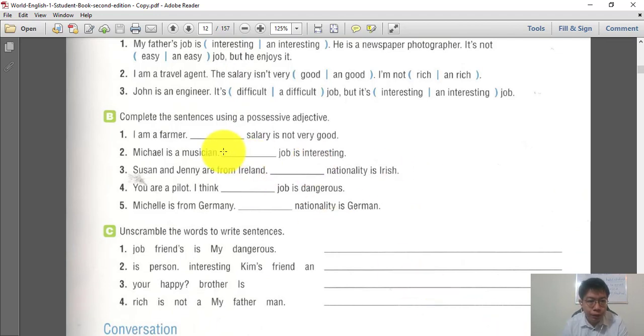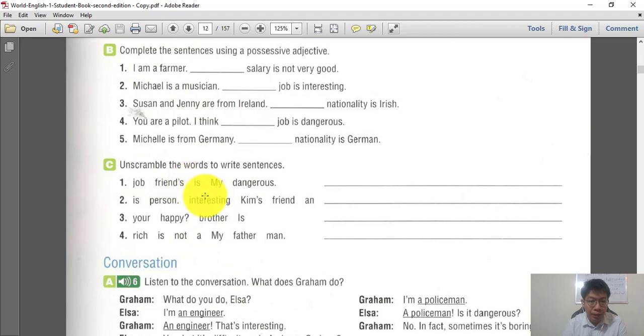So in exercise B, you are supposed to complete with a possessive adjective: I to my, he to his, you to your, they to their, and so on. So take a look at each sentence carefully and then complete with the possessive in the correct way. This is exercise B. And exercise C, you have to unscramble the words. Okay, so the words are scrambled together, which is not a complete sentence. So you have to arrange the words and then write on the space given here in order to make the sentence become a full and complete sentence.